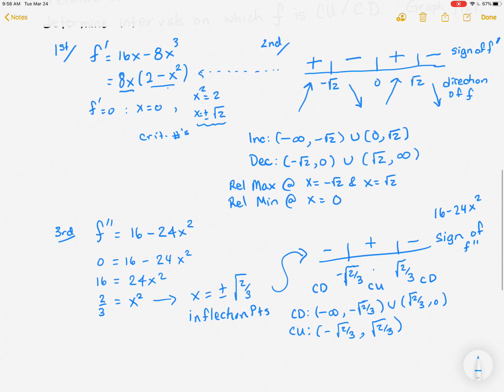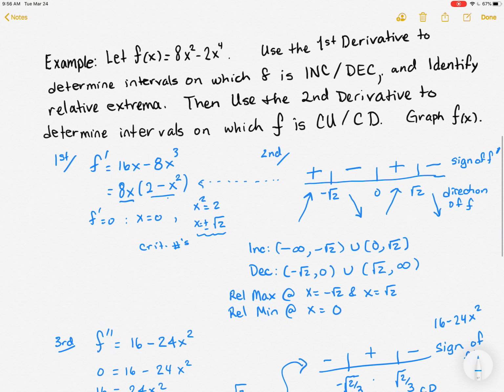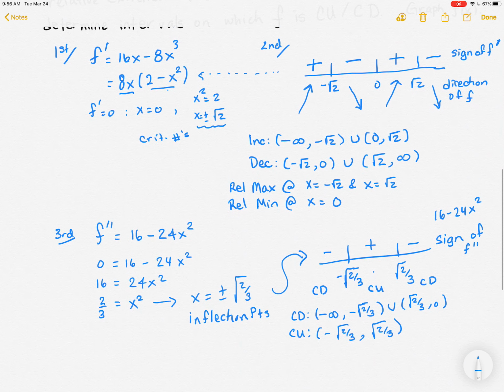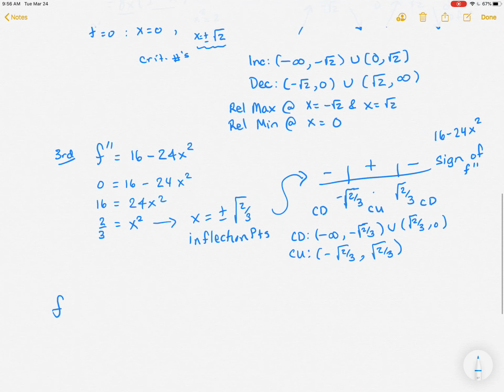So I'm going to go back up to my function, 8x squared minus 2x to the 4th. And at plus and minus square root of 2, I can do them both together since those are even powers. The square root of 2 squared is 2. 8 times 2 is 16. The square root of 2 squared is 2, so when you square that you get 4. 2 times 4 is 8. So at the square root of 2, my y values are 8. And then, of course, at 0, I get 0.